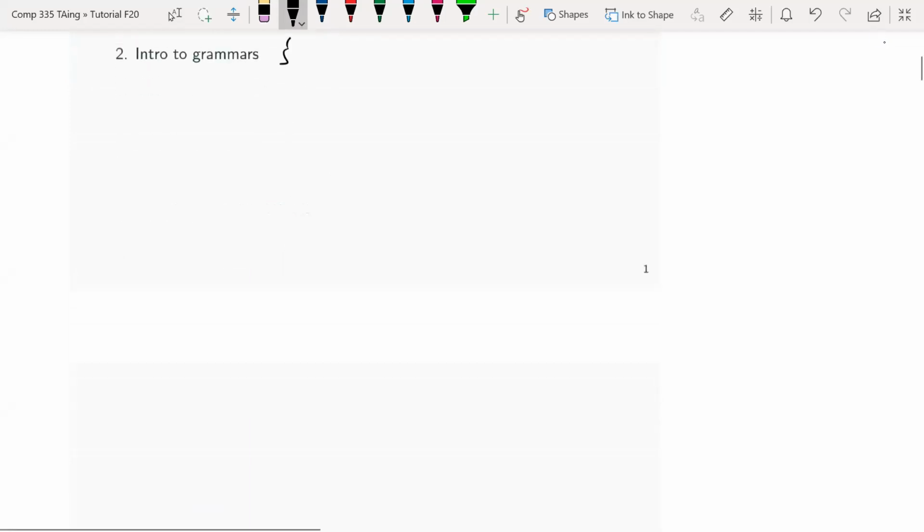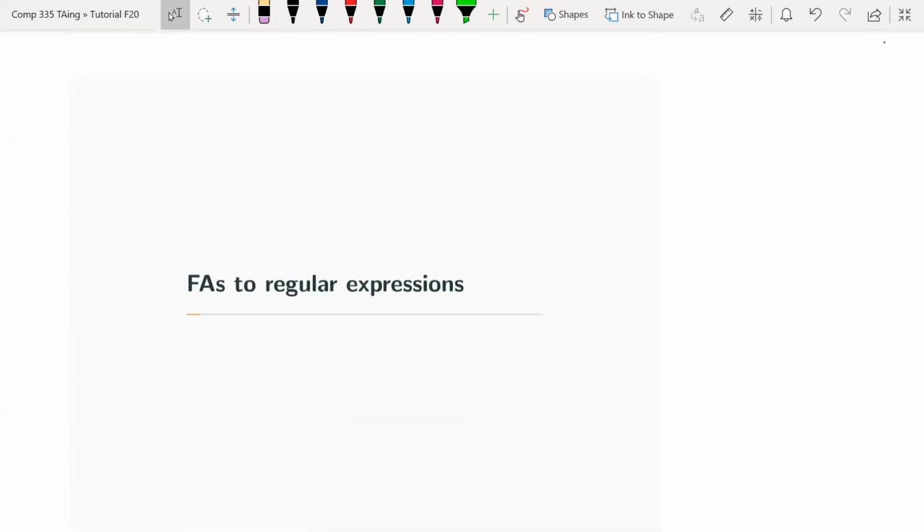Okay, so FAs to regular expressions. So you're given some FA, so an NFA or a DFA, and you want to convert that to the regular expression, the equivalent regular expression that denotes the same language that's accepted by this machine. So how are you going to do that?